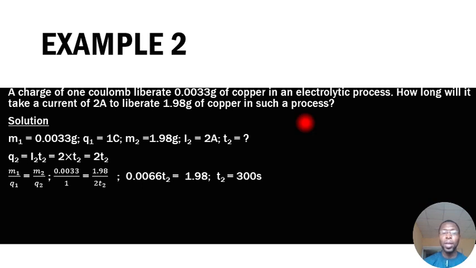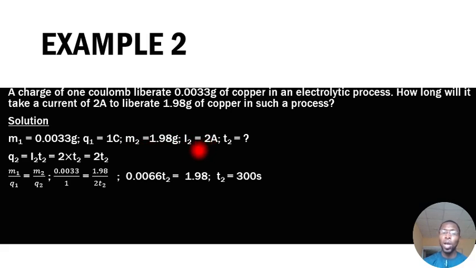Alright, the same thing applies just like in example 1. This time around, a mass of 0.0033 gram was liberated. So our M1 is 0.0033 gram. Now, this was liberated as a result of the charge that was passed through it. That was 1 coulomb of charge. So our Q1 is 1 coulomb. Now, we are to determine the time it will take to liberate 1.98 gram of mass, that's M2, if a current of 2 ampere, which is our I2, is passed through it.